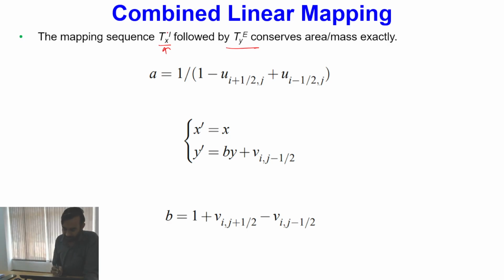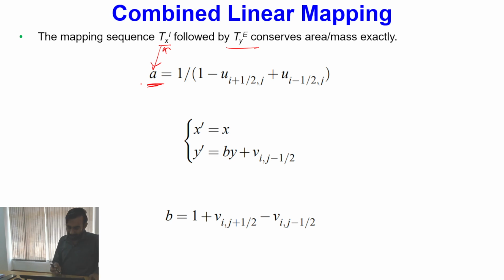So typically when I will be applying the linear transformation using implicit mapping, by which factor my volume will be changing? My volume will be changing by factor A. All are clear with this point?